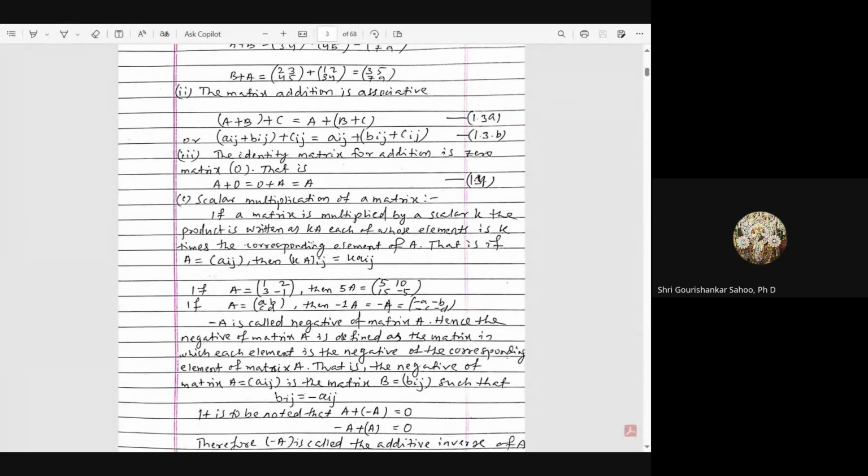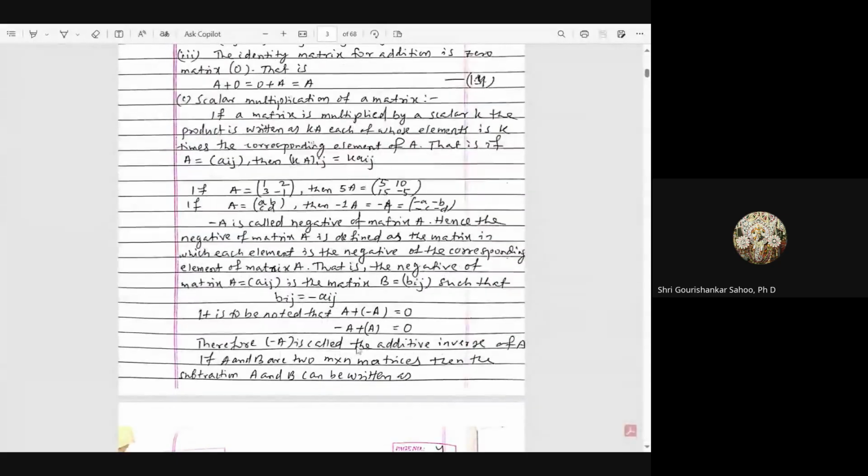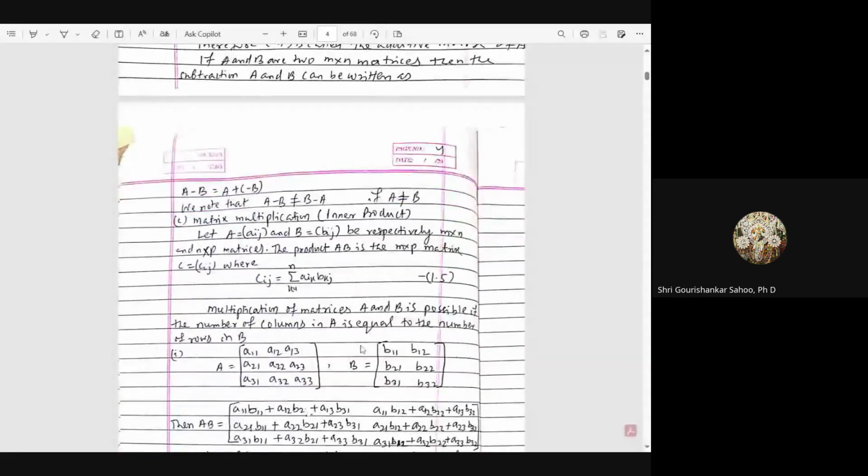Similarly, if we multiply with minus 1, then minus 1 multiplied by A is equal to minus A, minus 1 multiplied by B is equal to minus B, minus 1 multiplied by C is equal to minus C, and minus 1 multiplied by D is equal to minus D. So this is all about scalar multiplication of a matrix.